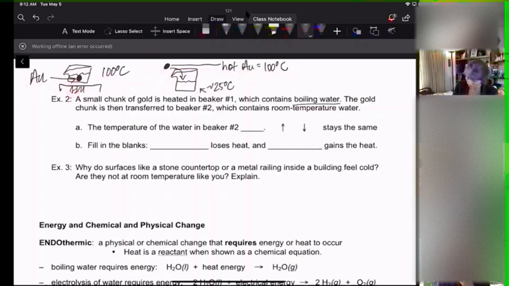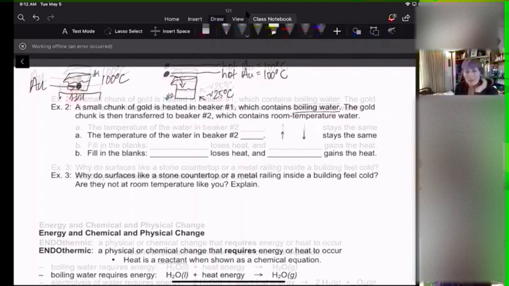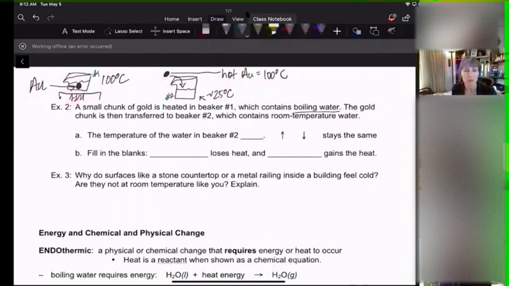In beaker number 2, we put this hot metal in the room temperature water. It's going to transfer its heat to the water, so the water is going to get warmer. The temperature of the water will go up. So what lost heat? The gold, and the water gains the heat.